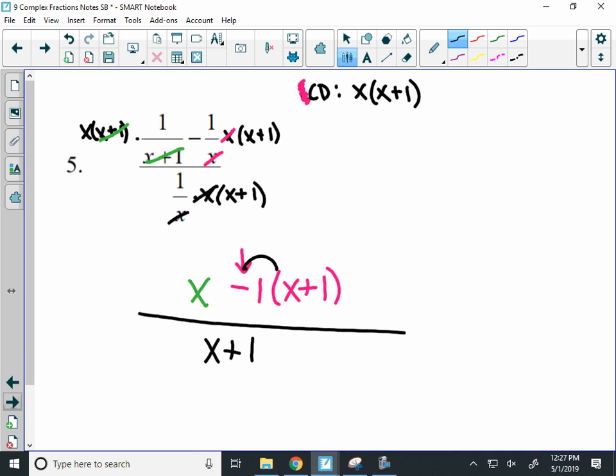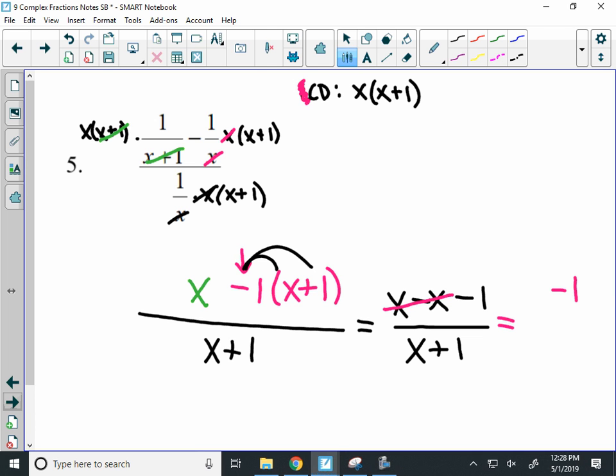So let's go ahead and distribute the negative there, which would make this x minus x minus 1 over x plus 1. And then the x's go away. So what's your final answer? Negative 1 over x plus 1. Yep.